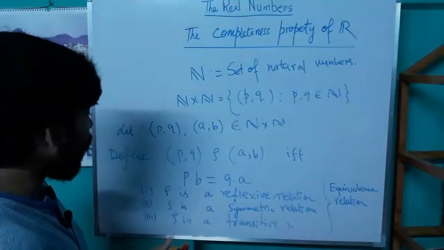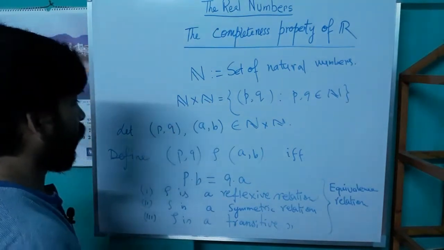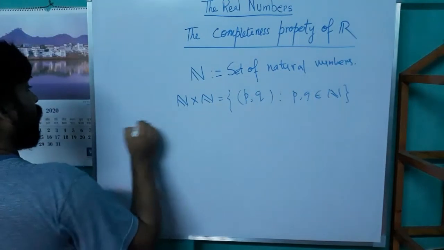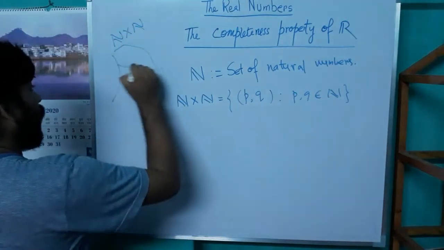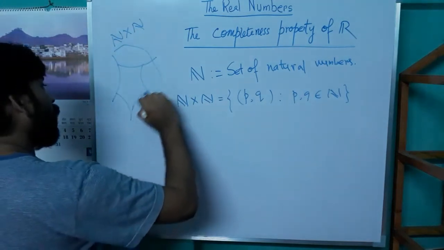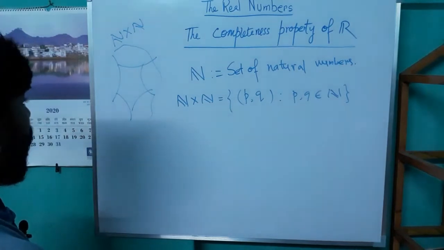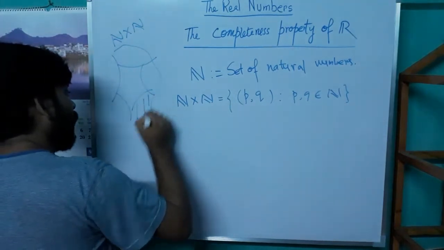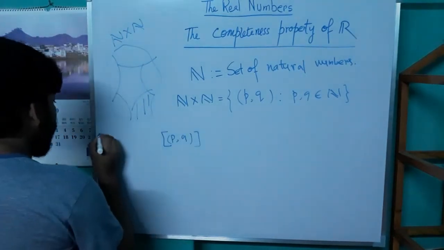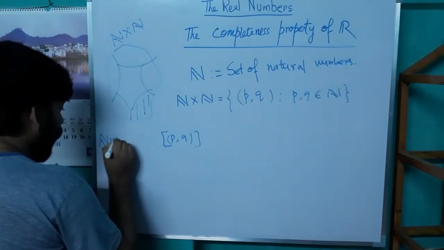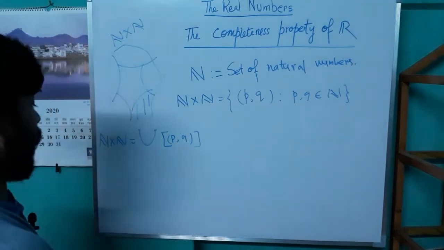This equivalence relation rho gives a partition on N cross N. So we can partition N cross N into a disjoint union of sets. Each equivalence class is denoted by a symbol, so we can write N cross N as the union of those equivalence classes.